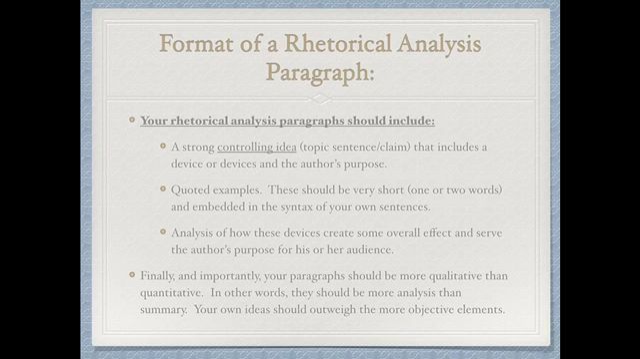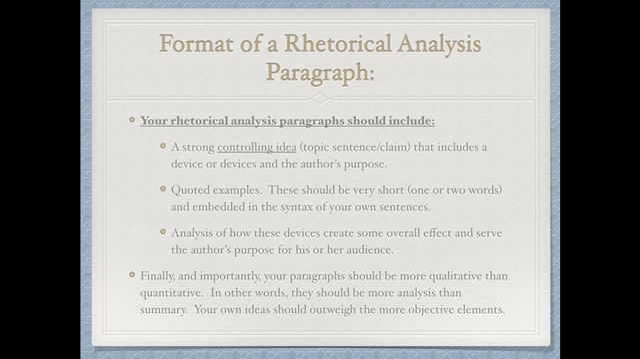For instance, if you look at the sample opening sentence after the soapstone chart, it includes a device, which is hopeful and positive diction, and then the author's purpose, which would be to deflect any pity fans might feel for him. Once you have a strong controlling idea, you should give context for some quoted examples. These quoted examples should be very short, usually one or two words. There's hardly ever need to quote a full sentence. They should be embedded within the syntax of your own sentences.